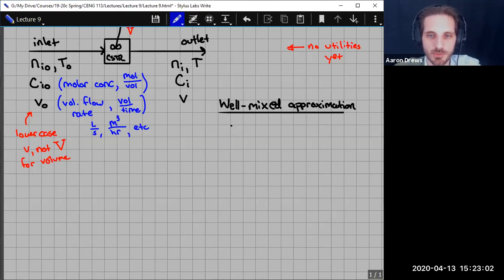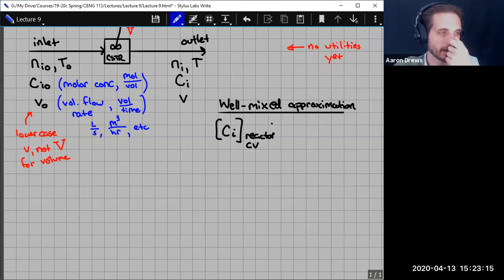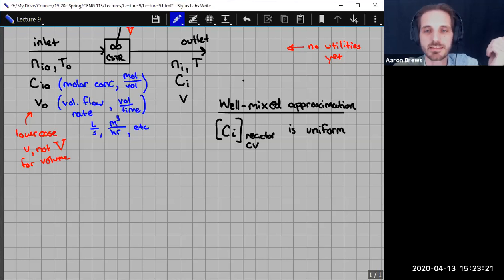So the well-mixed approximation says that the concentration of species I, so C sub I, within the reactor control volume, so within the reactor CV, is uniform. And that's the key portion of the well-mixed approximation: it's uniform, right? Everywhere inside of the reactor, the concentration is uniform.